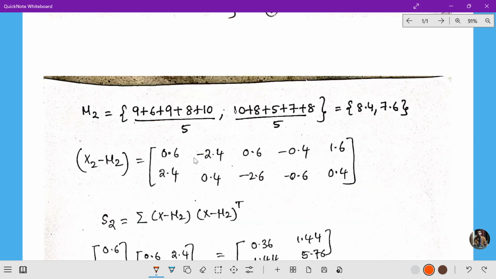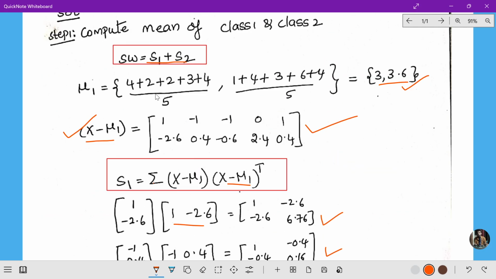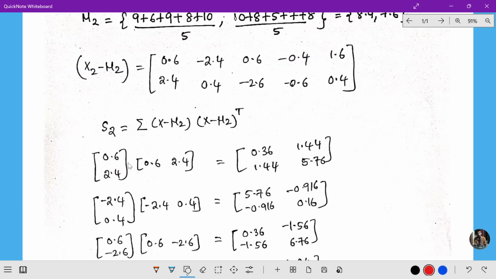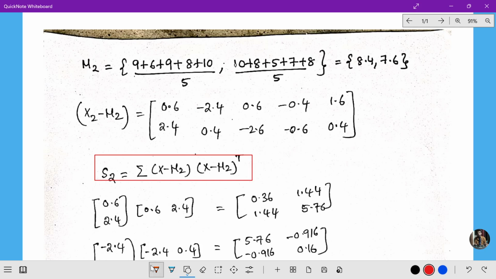And mu2. We completed mu1, or else we can say this is S1. In order to find S2, similarly we do the same procedure. First we need to find the mean value, then we need to find all the values of this. Okay, so again we are going to subtract the values, x minus mu2.